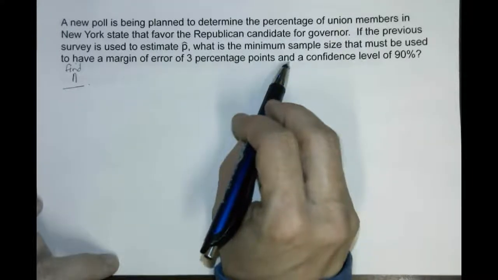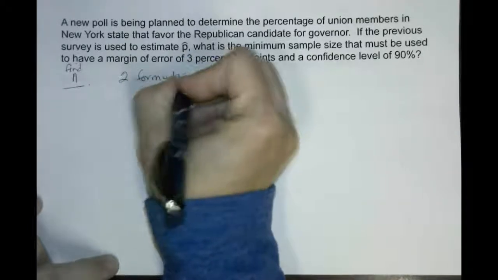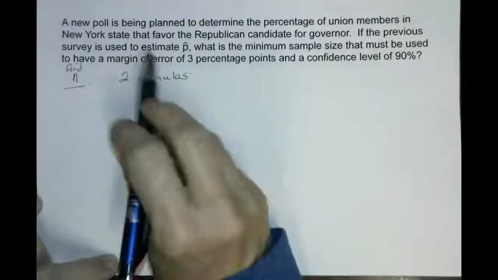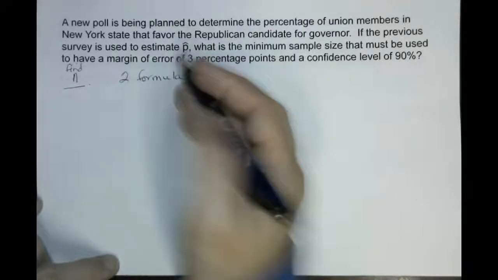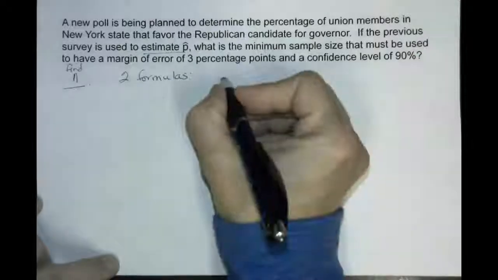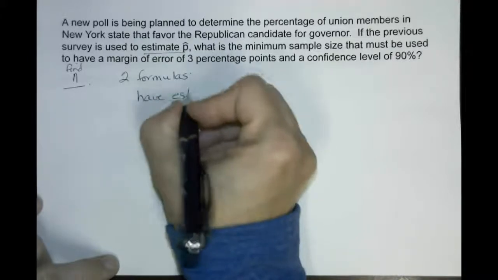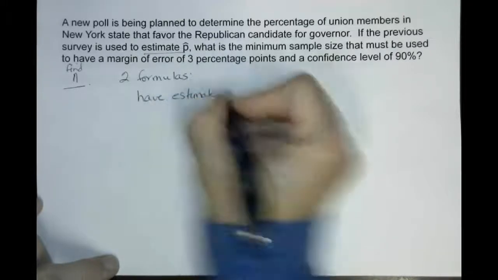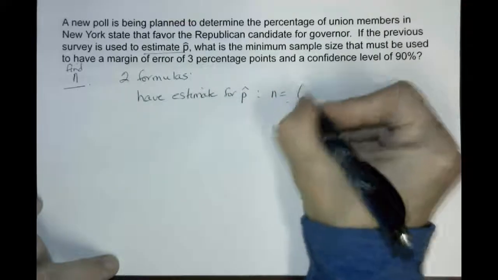Okay, so for this, again, since we're talking about proportions, there were 2 different formulas depending on whether you knew an estimate for the p-hat or whether you didn't. In this one, we actually have an estimate for the p-hat, we're going to use the one from the last problem. So if we have an estimate for p-hat, then our formula looks like this.